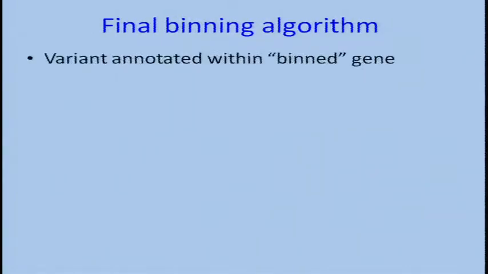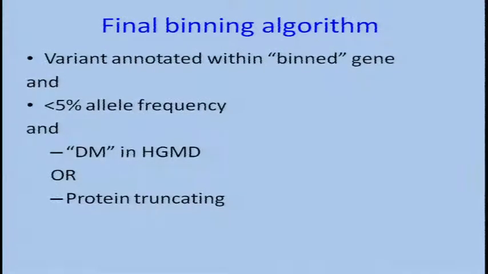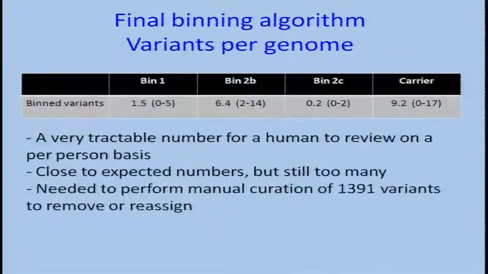So the final binning algorithm that we used is to take a variant that's within a binned gene and less than 5% allele frequency and either DM in HGMD, so that's their disease mutation in the Human Gene Mutation Database, or protein truncating. And what we ended up with were numbers that I think are getting fairly close to what we would expect in the general population. So 1.5 BIN1 variants per person. Again, that's a little bit too high. But again, a very tractable number for a human to actually sit down and look at.